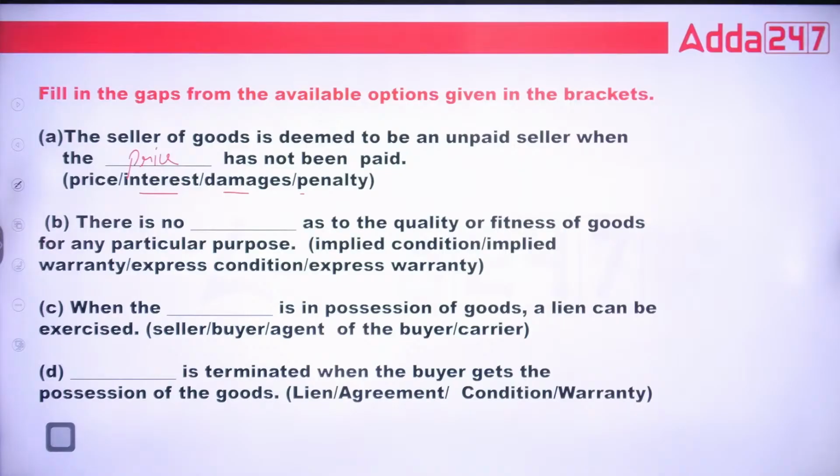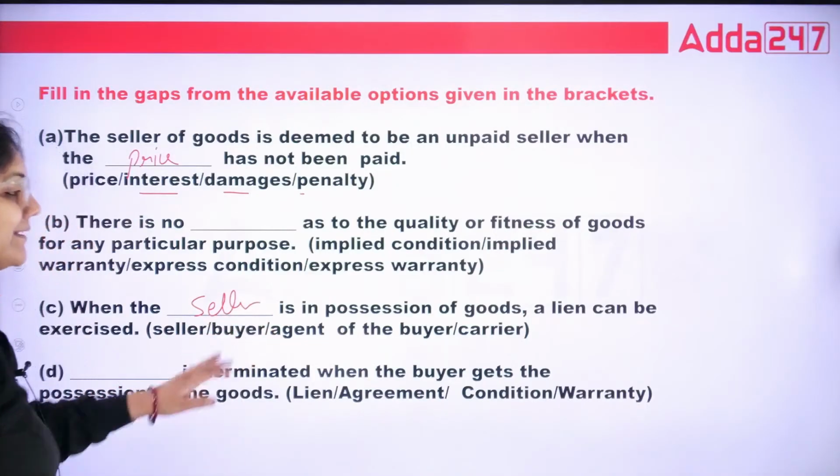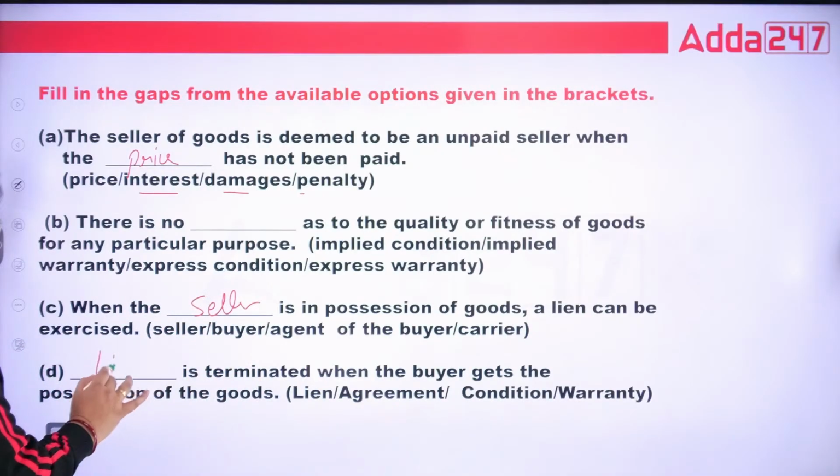When the dash is in possession of goods, the lien can be exercised. So when the seller has the goods, the seller can apply the lien. That is a holding power. Dash is terminated when the buyer gets the possession. So guys, the lien will be terminated when the possession of the goods is taken by the buyer.